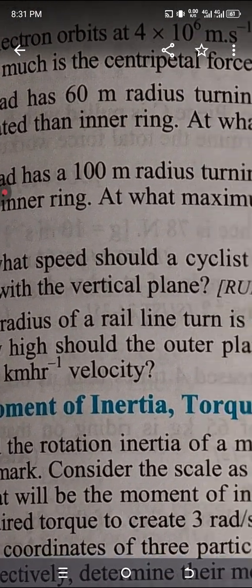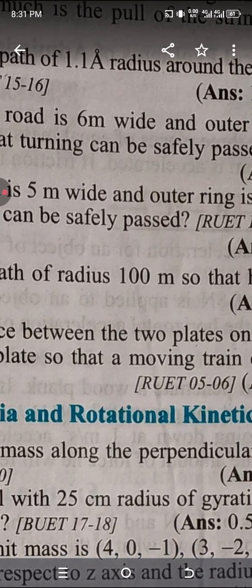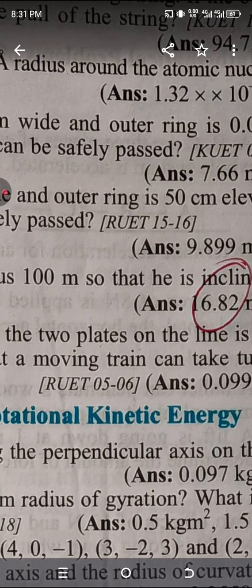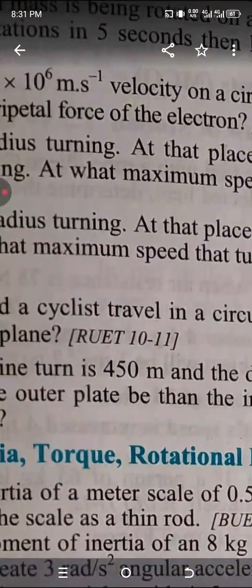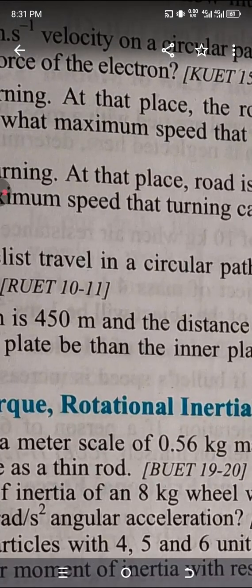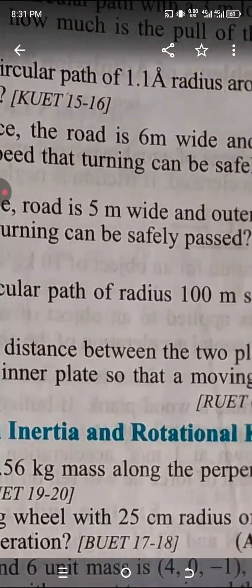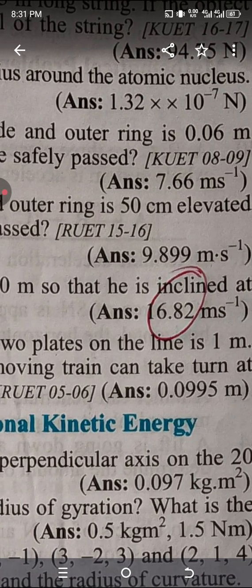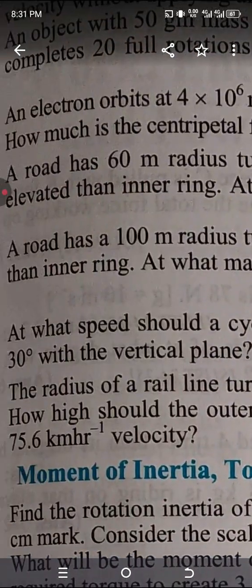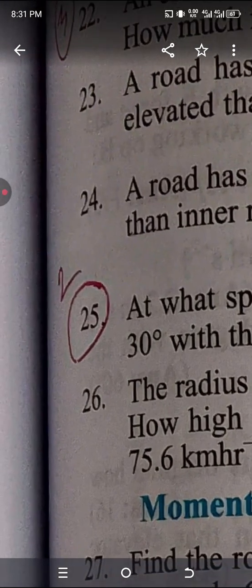That's what it is. So first of all, look at this problem number 25. At what speed should a cyclist travel in a circular path of radius 100 meter so that he is inclined at 30 degree with the vertical plane? Okay, so what is the information? First of all, the radius is 100 meter and the angle is 30 degree. It is type 2.